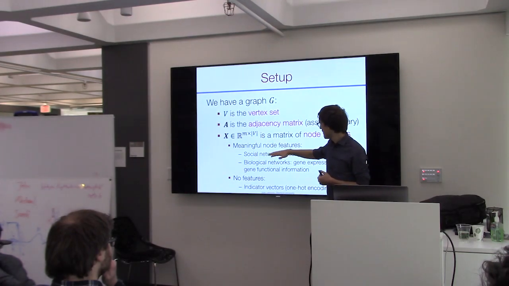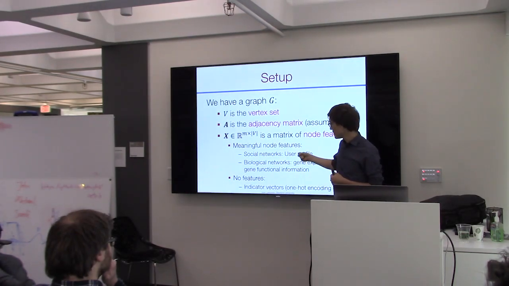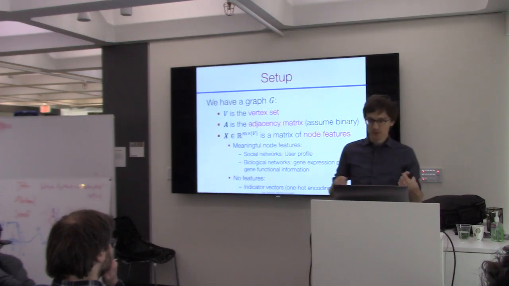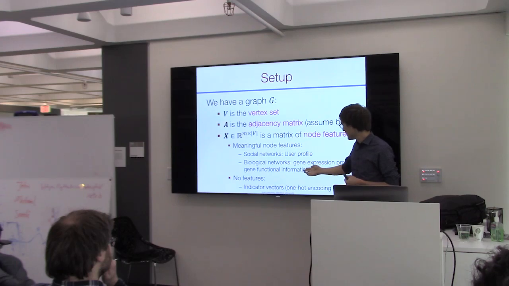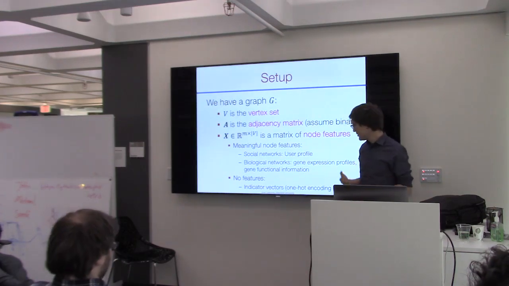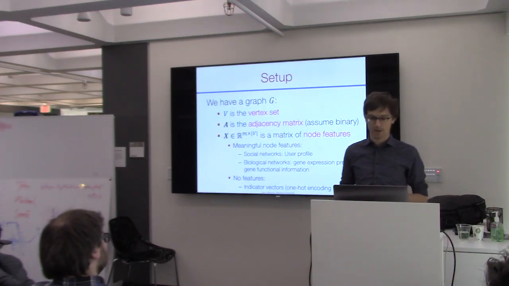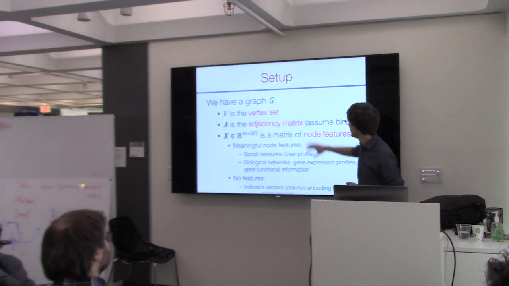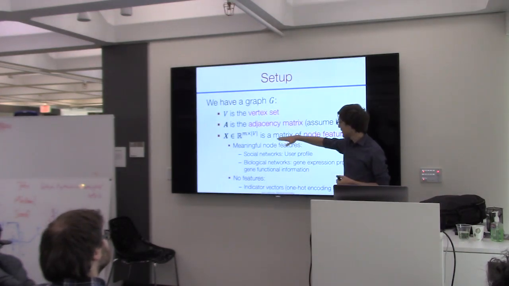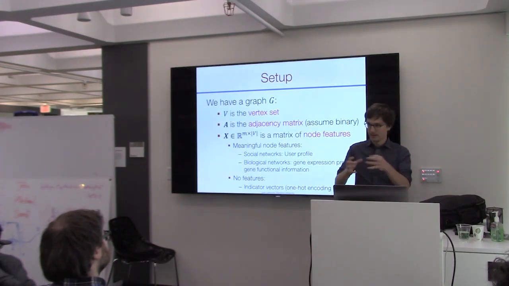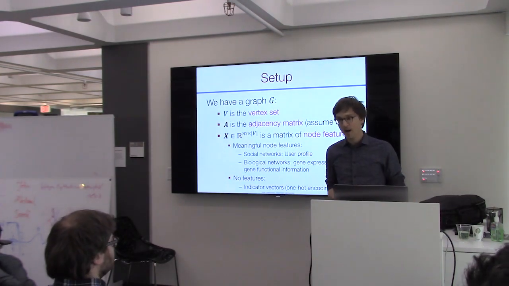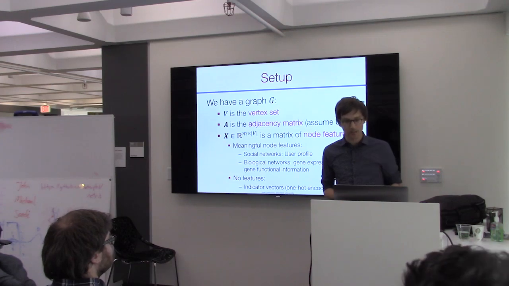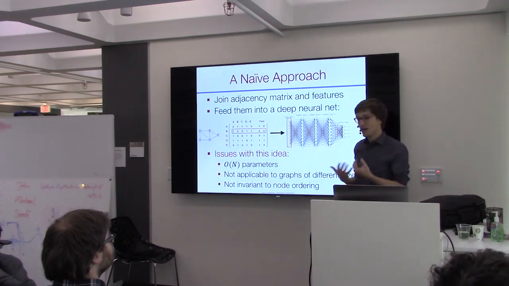So these would be some kind of meaningful node features. In social networks, this could be user profile information, the user's picture, and so on. In biological networks, this could be gene expression profiles, and so on and so forth. So every node in the network has a set of neighbors, plus has some basic feature characteristic of itself. And then one way you could start thinking about applying neural networks to this is the following.